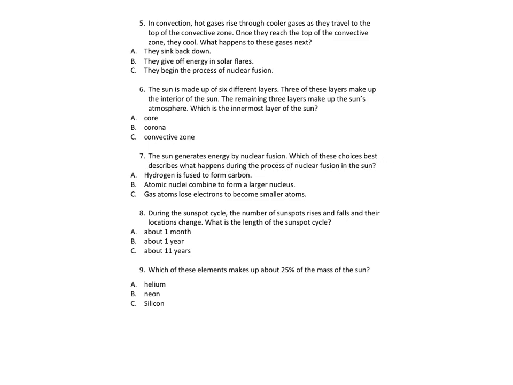Number 7. The Sun generates energy by nuclear fusion. Which of these choices best describes what happens during the process of nuclear fusion in the Sun? A. Hydrogen is fused to form carbon. B. Atomic nuclei combine to form a larger nucleus. C. Gas atoms lose electrons to become smaller atoms.